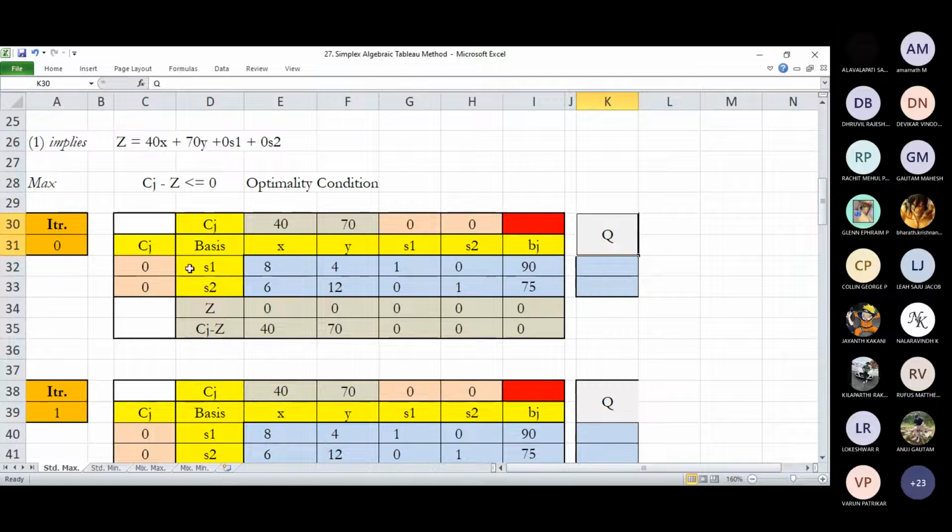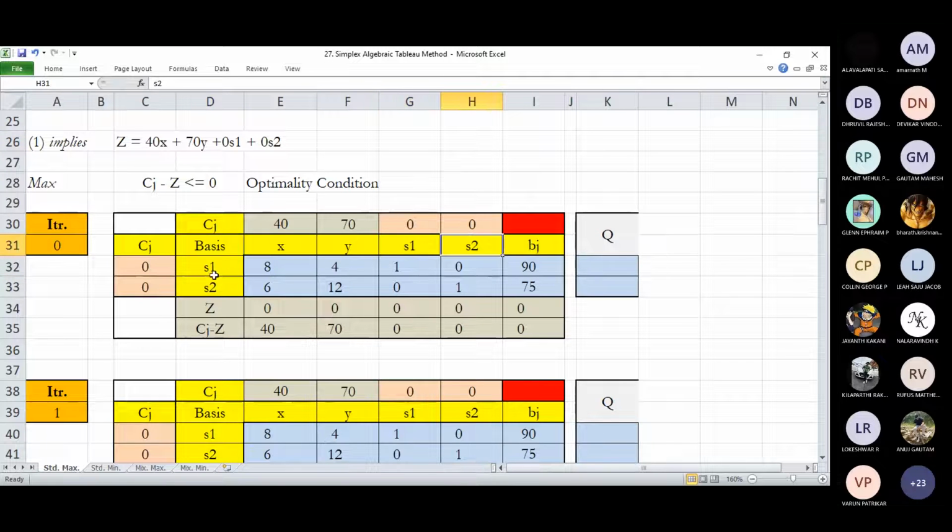So first, from the equation z, which is 40x plus 70y plus 0s1 plus 0s2, we substitute the coefficients here. These are also known as cost coefficients, which we have seen during our theory class. So I've just substituted 40 for x, 70 for y, 0 for s1 and 0 for s2. Then we have the basic variables as s1 and s2.